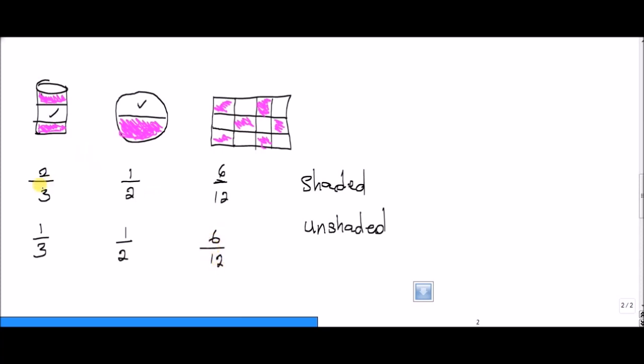So, for the shaded, we have 2/3. The unshaded, 1/3. Shaded, 1/2. Unshaded, 1/2. Shaded, 6/12. Unshaded, 6/12.